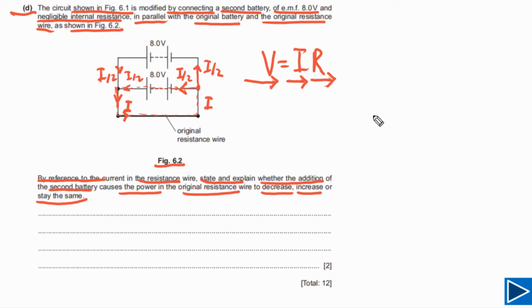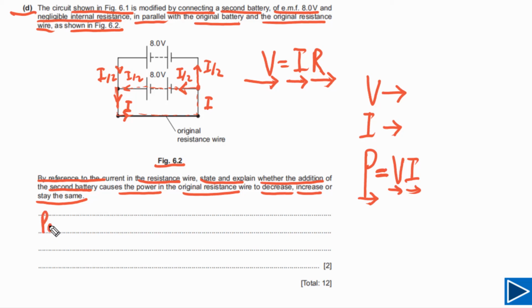So simply we can say, in this case V across the wire is the same, I across the wire is the same, so power stays the same because power dissipated by the wire is equal to V times I. V is the same, I is the same, so power is the same. So we can simply write down in this case power stays the same. This is how you can write down your answer. You can say power stays the same. So this is our statement.